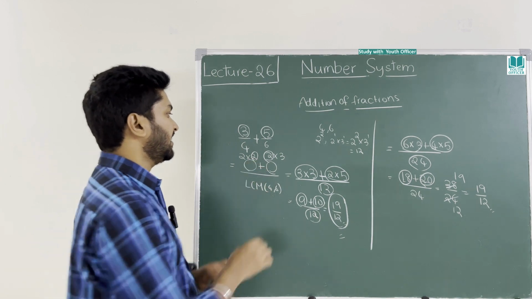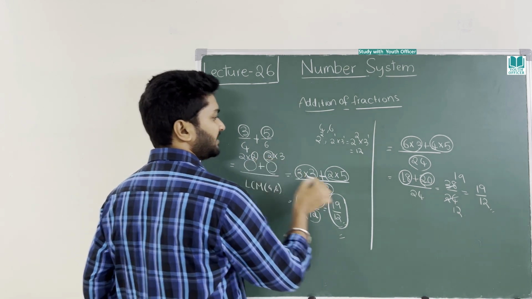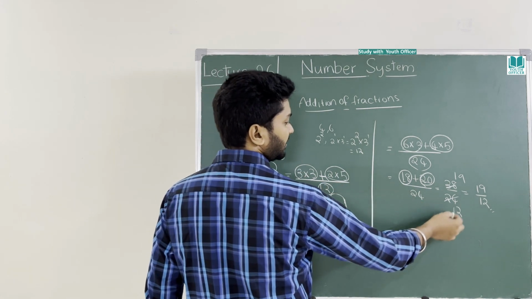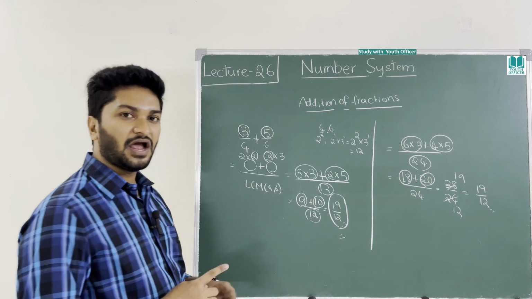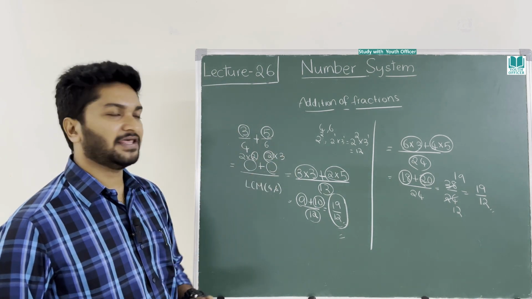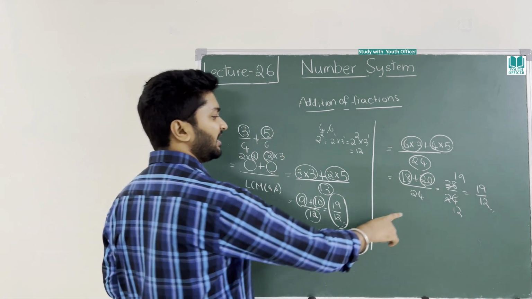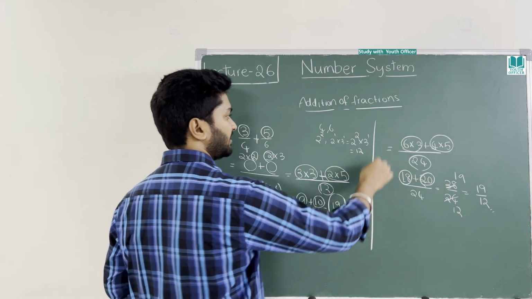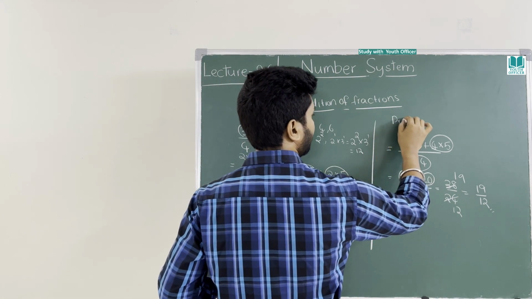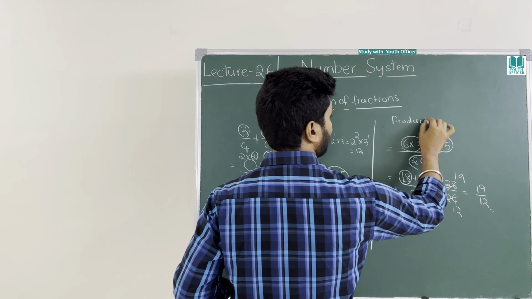If you don't take one time and directly multiply, then you have to cancel that 2 here. You have to rectify the mistake which you made there. That's why this is a very lengthy process. This is the direct product of denominators.